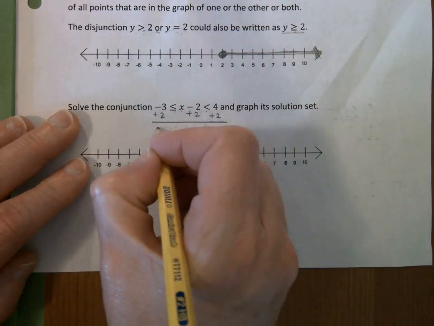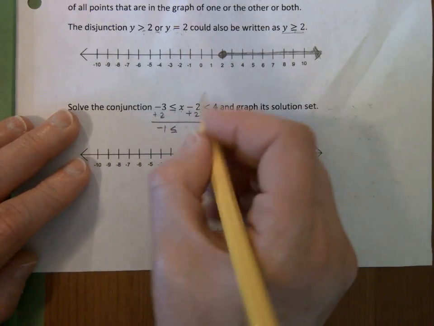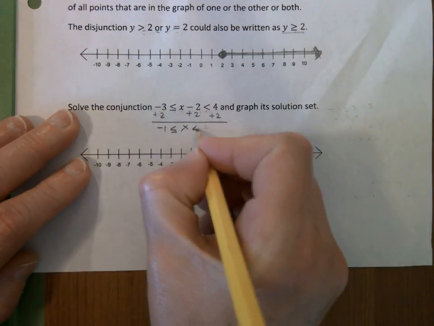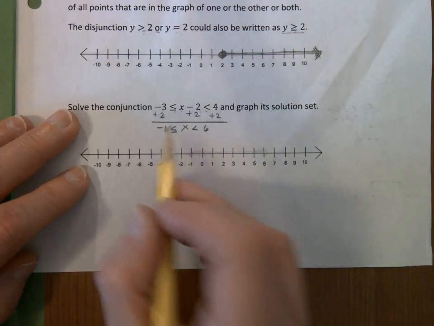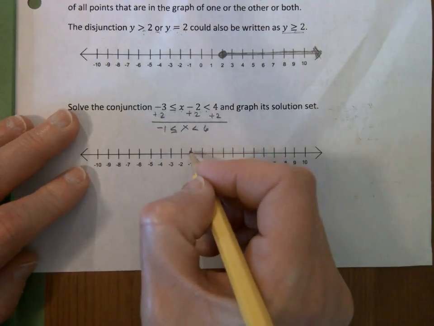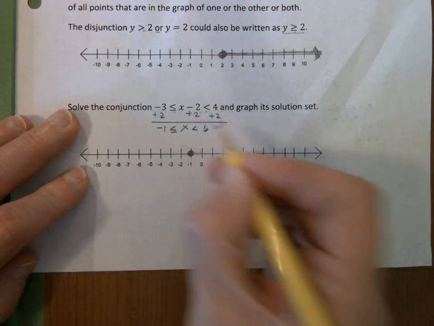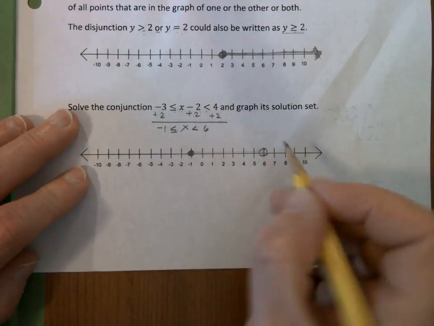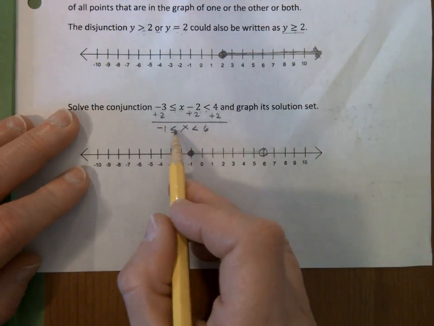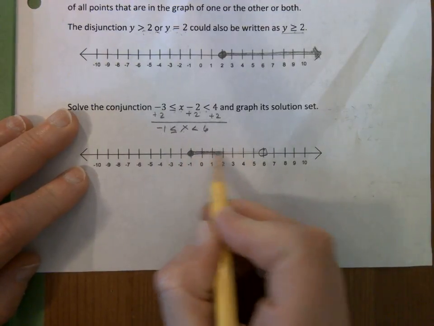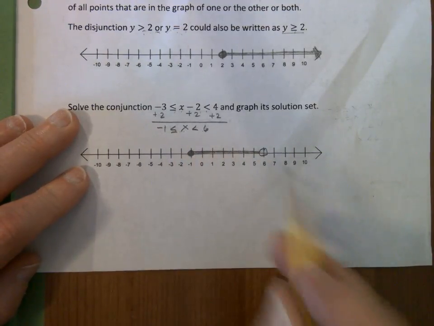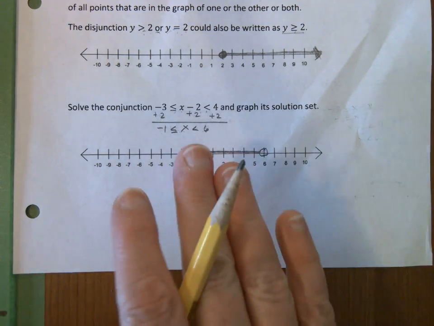So when I add this, I'm going to get -1 is less than or equal to x, and x is less than 6. So this is my conjunction. I have -1, and it's going to be a closed circle. And I have 6, and it's going to be an open circle. And x is between, because x is greater than or equal to -1, but it's less than 6. So I'm going to fill in between here. So that's the graph of that conjunction.